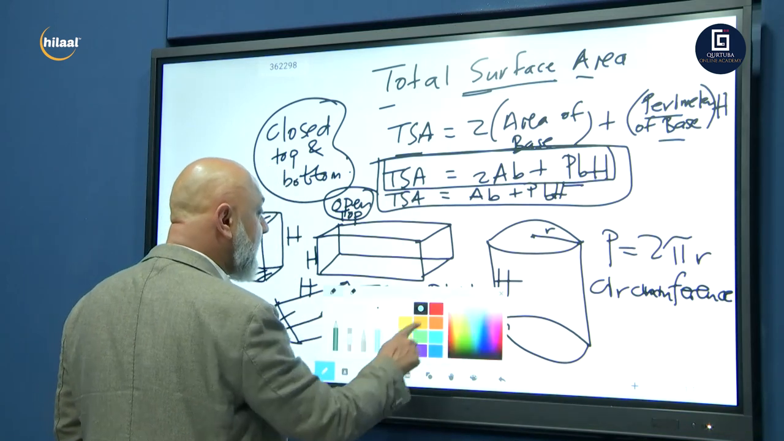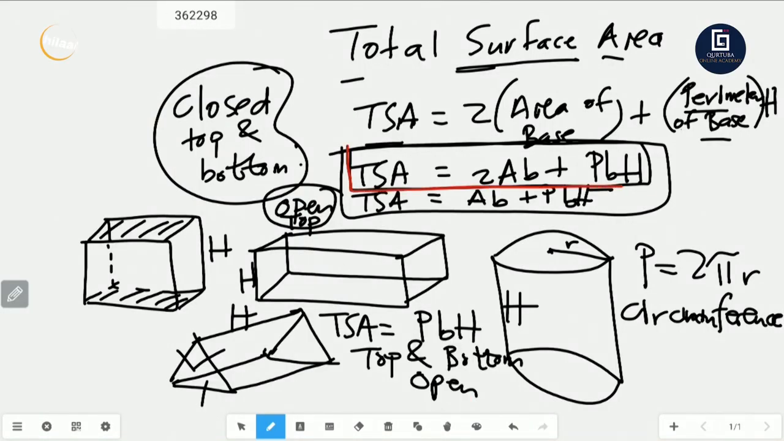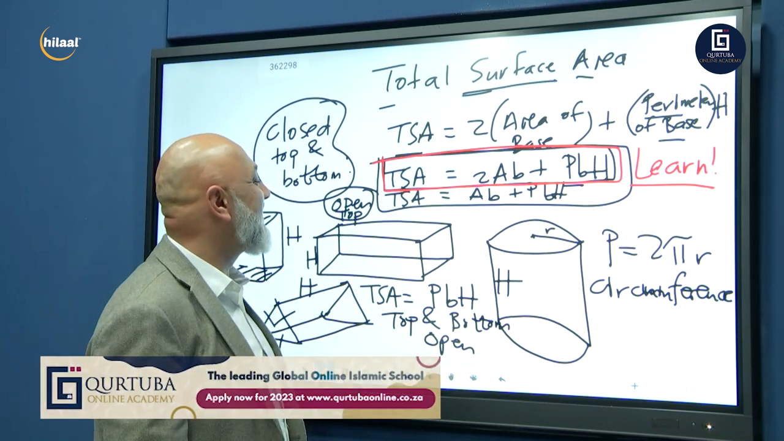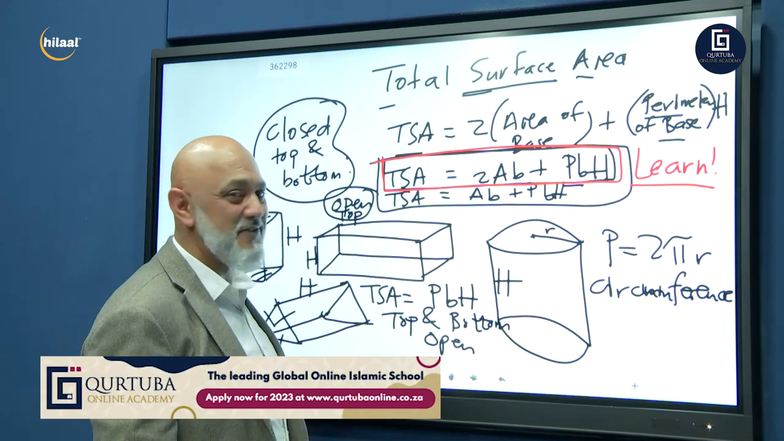2AB, the crucial part of this whole thing is that. That's it. That's what you've got to learn. Okay, children. Okay, babies. Let's go. We need to learn this. Total surface area, 2AB plus PBH.